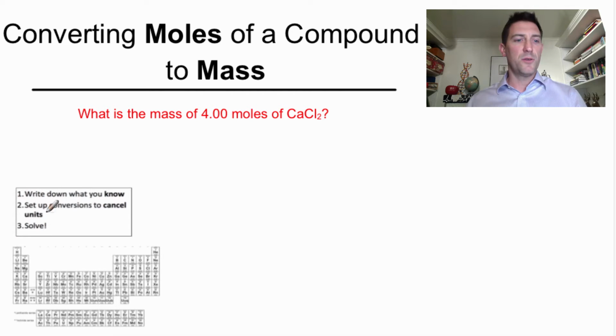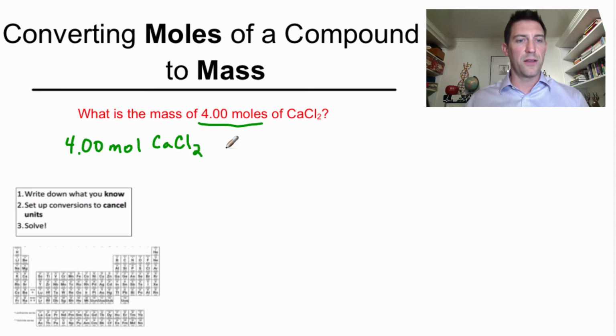The instructions I've been using all the way along in this series of videos is right here. You need to write down what you know, and what you know is whatever the numbers are. In this case, we've got 4.00 moles of CaCl2, calcium chloride. Now, I'm going to try to get my answer all the way at the end in grams. That's what the mass is telling me. So grams of calcium chloride.